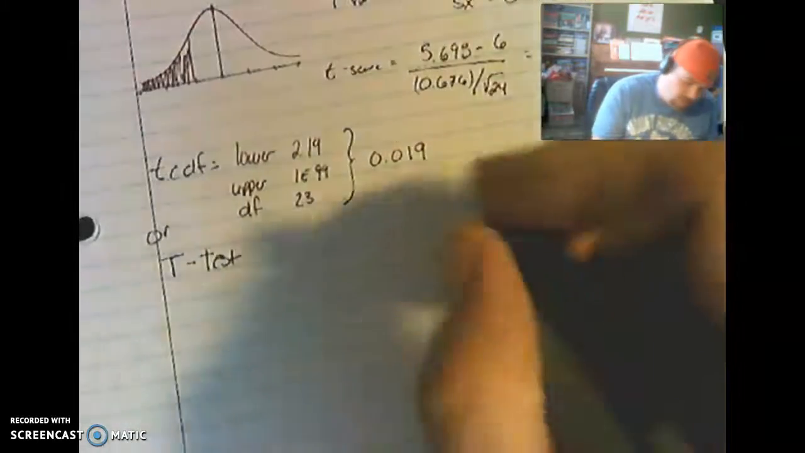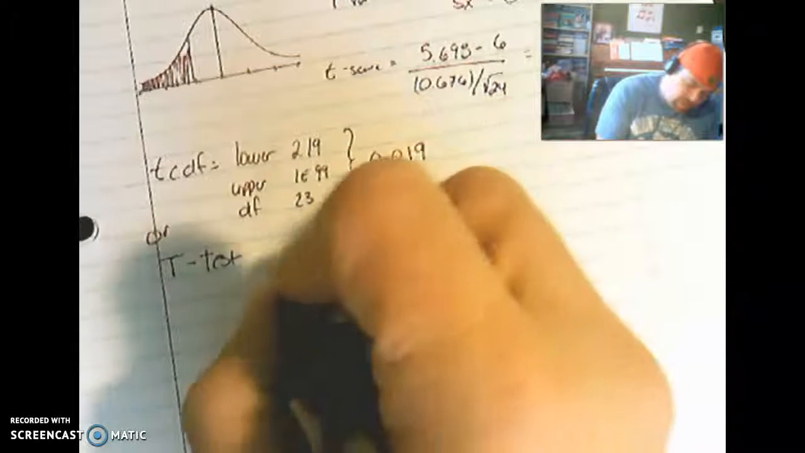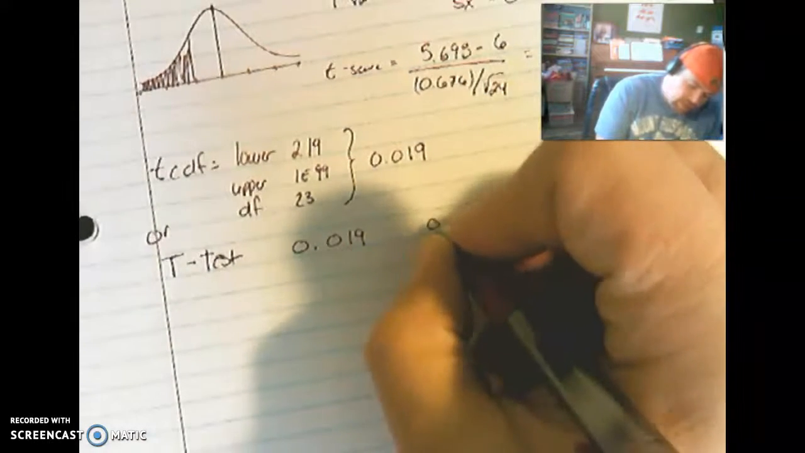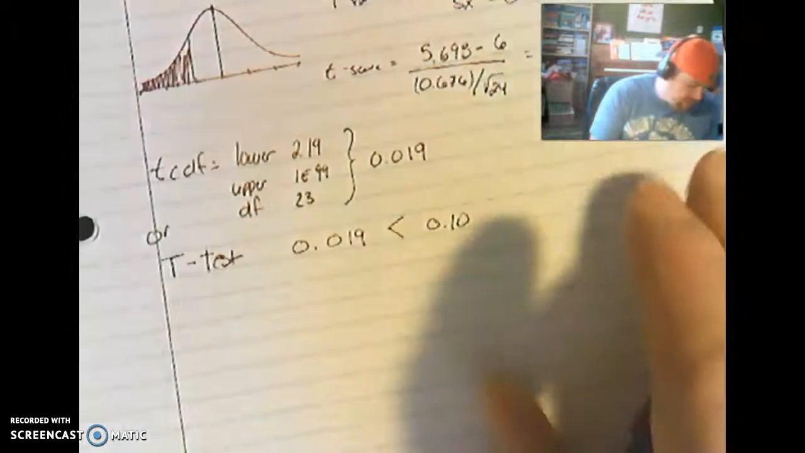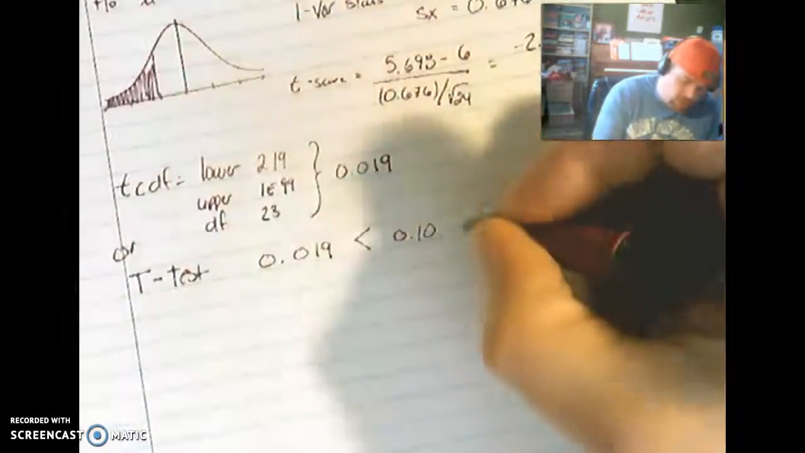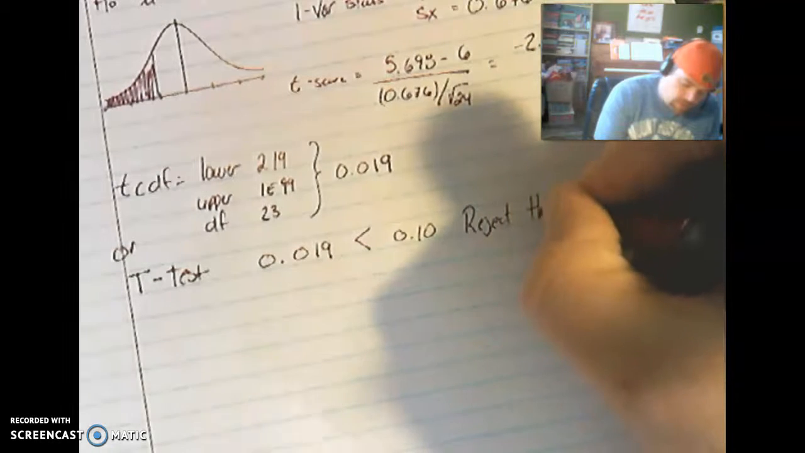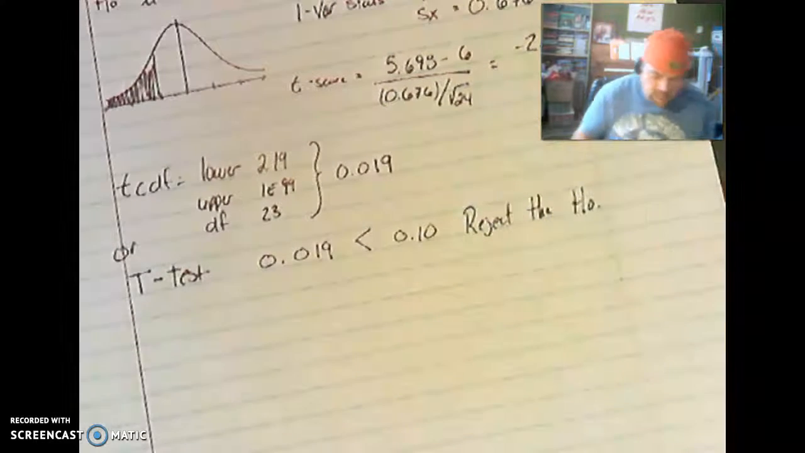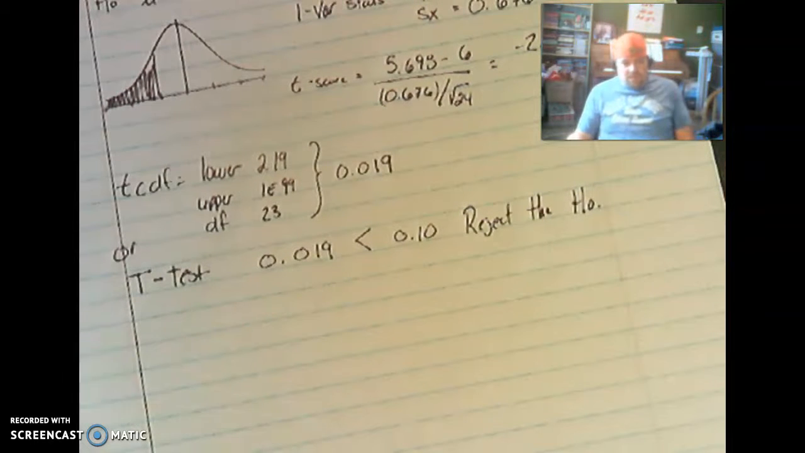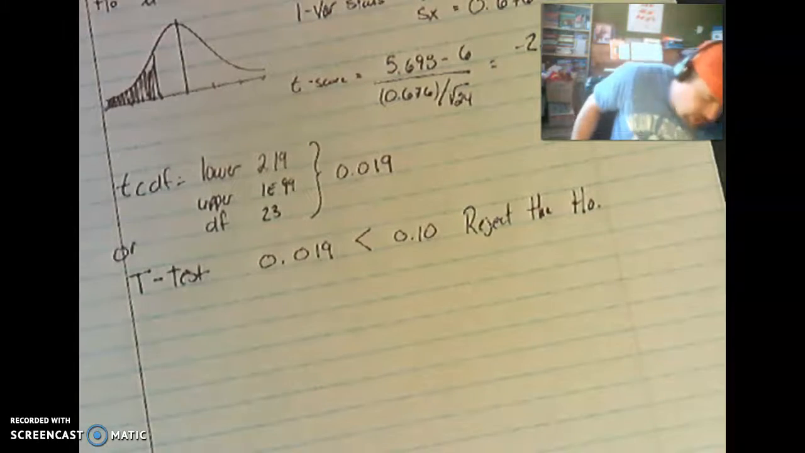So now we know that my p-value is this, and I have that, which means that this happens. So then I would reject the null hypothesis.